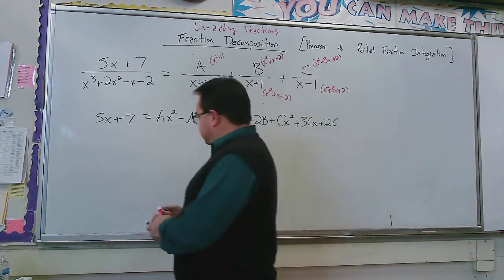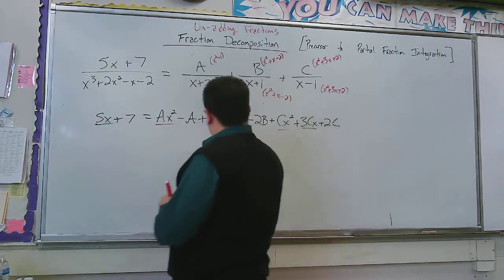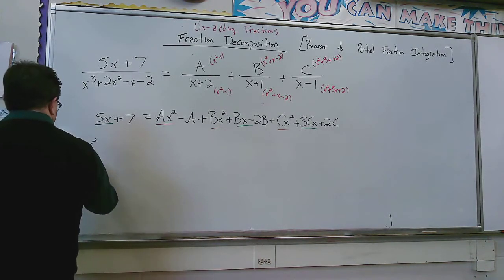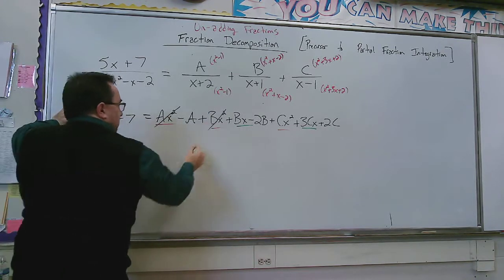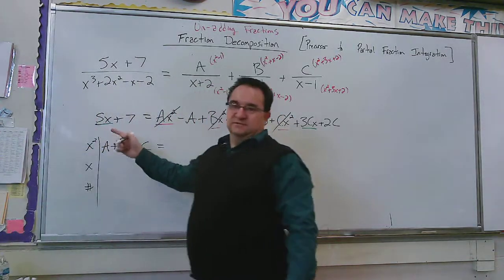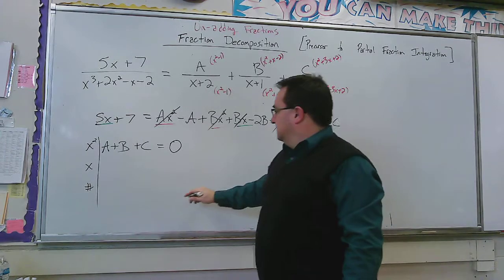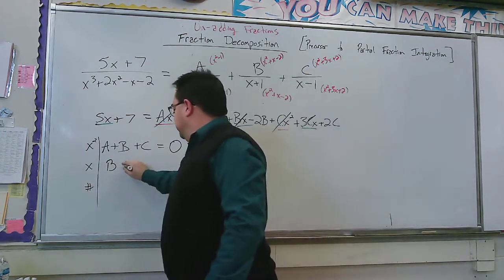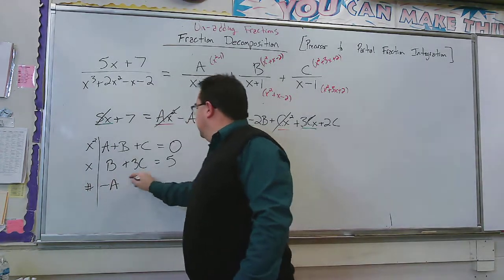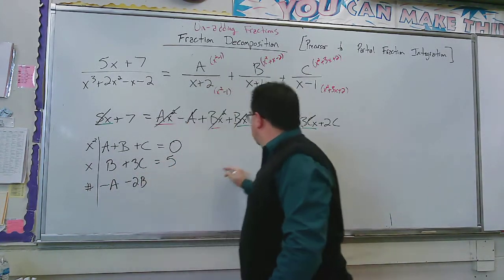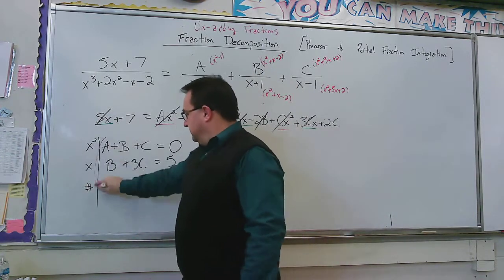Now look, I've got three kinds of terms. I've got squared terms, x terms, and constant terms. So let's see, x squareds, x's, and constants. I have a plus b plus c equals, there's not one over there, so 0. For my x's, I have no a's, b plus 3c equals 5. And for constants, I have negative a minus 2b plus 2c equals 7. And that gives me another system that I have to solve.